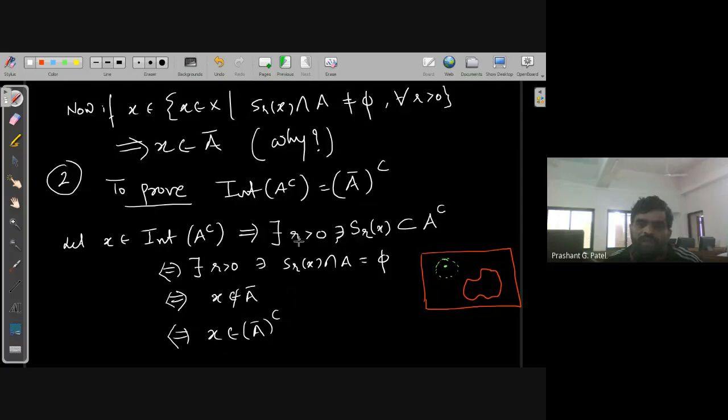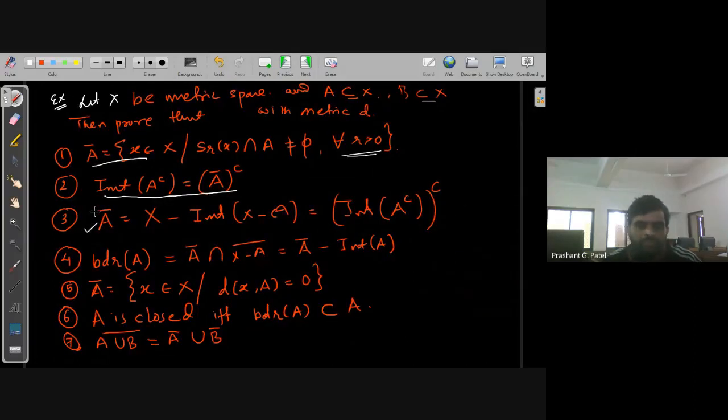And by the same argument, we can say that this thing. And so we can say that X is an interior point of A complement. And so we have this. So instead of writing implies, we can write it as double implies. So that will prove the second statement.